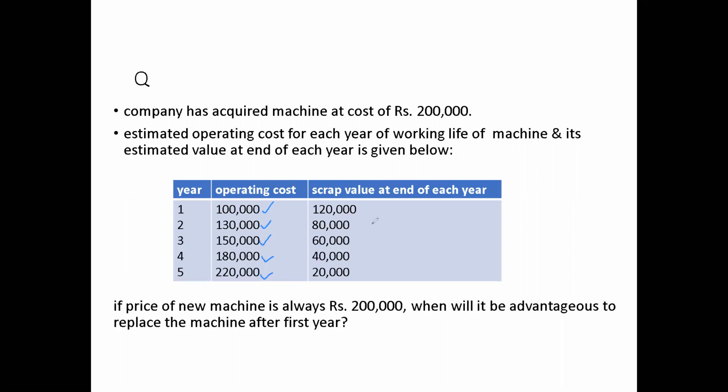Same is the case, we can calculate the differential scrap value. So for second year, it is 120 minus 80. So we have written that there is a differential loss in scrap value. That means 40,000. For third year, it is 80 minus 60, that is 20,000. For fourth year, it is 60 minus 40, that is 20,000. And for fifth year, it is 40 minus 20, that is 20,000.